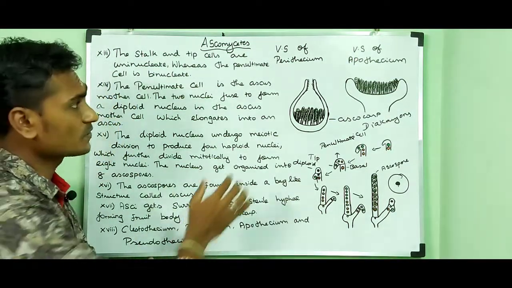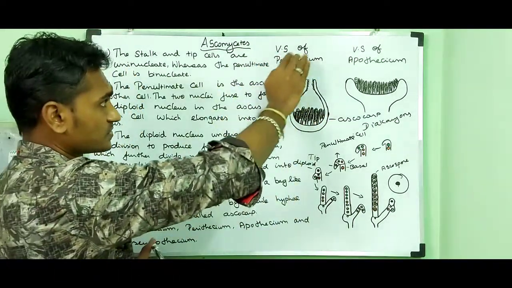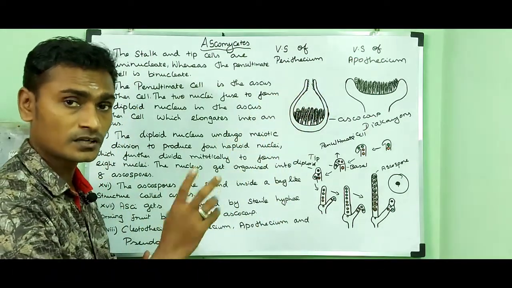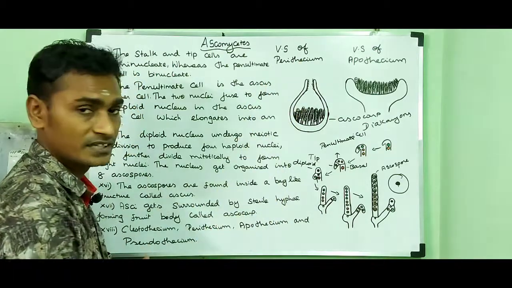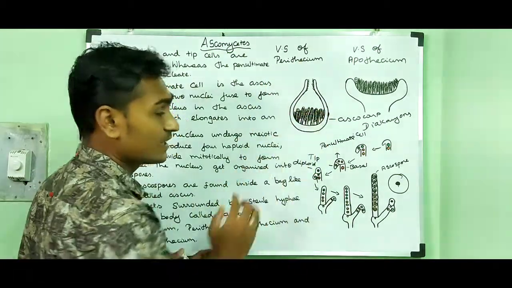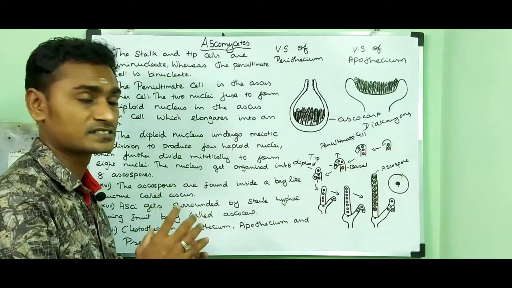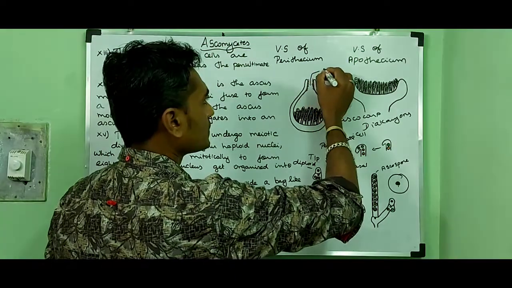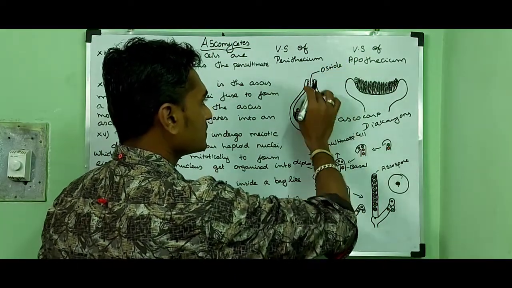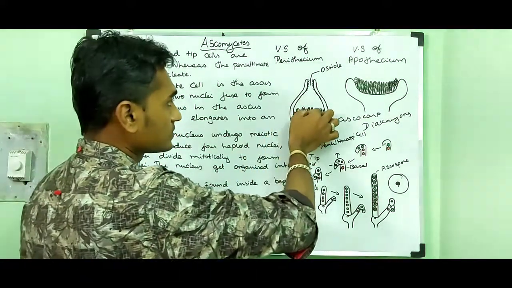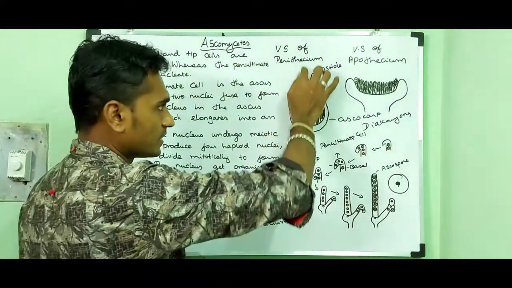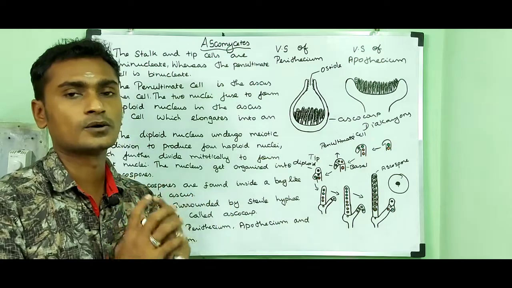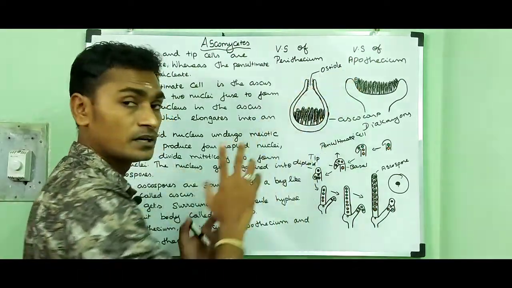Perithecium: this is the vertical section of a perithecium. The ascocarp looks flask shaped or round. It contains asci, and in between the asci you can find paraphysis, a hair-like structure which gives support to the asci. Then it contains an ostiole, a pore, through which the ascospores are released.